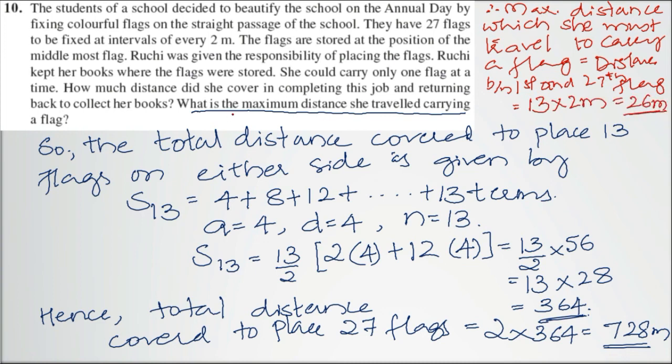So 26 meter is the maximum distance covered, and the total distance covered by her is 728 meters. With this, we have completed exercise 5.4 and all the questions from NCERT exemplar.